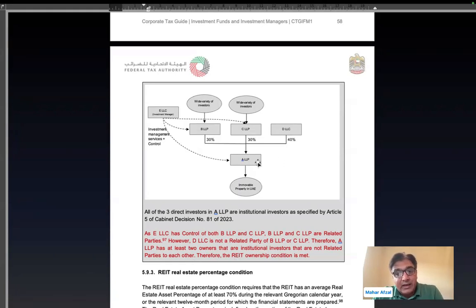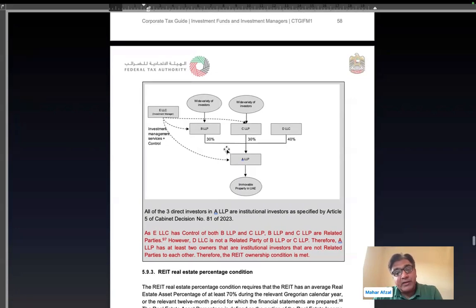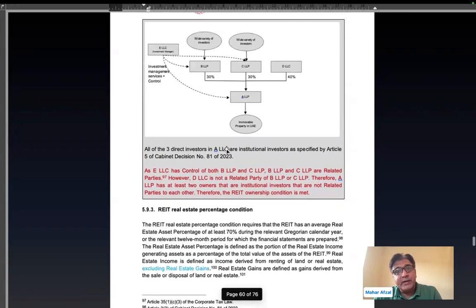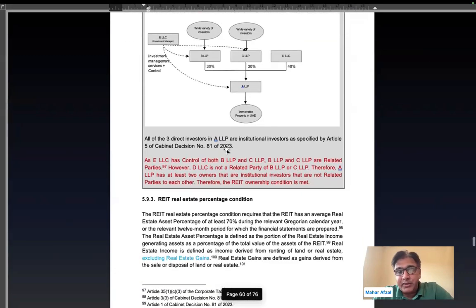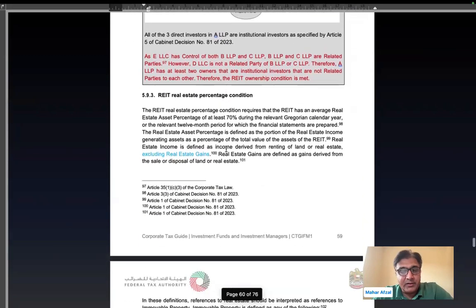So ALLP has this one owner, and all these related parties will be treated as one owner. So these are at least two owners which are not related parties. So the ownership condition is being satisfied. This is the condition for the REIT. The REIT ownership condition is 20%, or two institutional investors which are not related parties. This is the application of that provision of the guide or law.